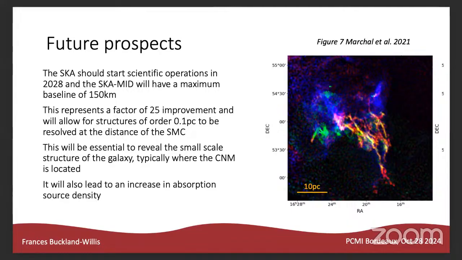And so this is an example of a high velocity cloud in complex C. In red is the CNM, and so you can see these very, very thin structures that we hope to try and see as well in the SMC in the future. And we're also going to get an increase in absorption source density, so we'll get a better picture of the CNM through that as well. Okay, that's it.